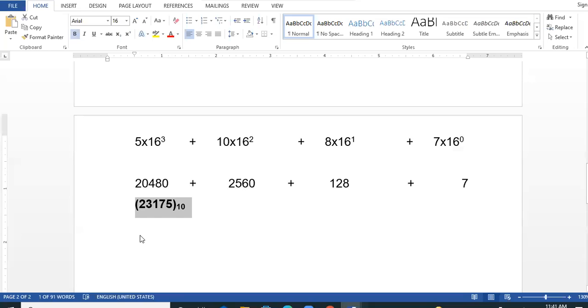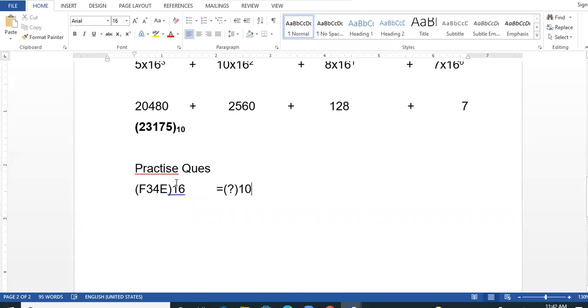Yes, please. All right. Solve the practice question now. F34E to the base 16 to be converted to decimal. Yes, please solve it and tell me the result. Hurry up. I give you 1 or 2 minutes. F34E to the base 16 to be converted to decimal. Yes. Be fast. Hurry up.